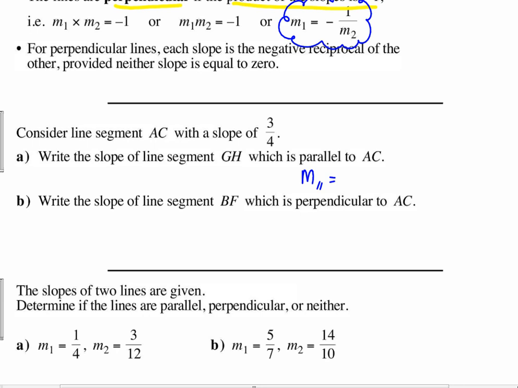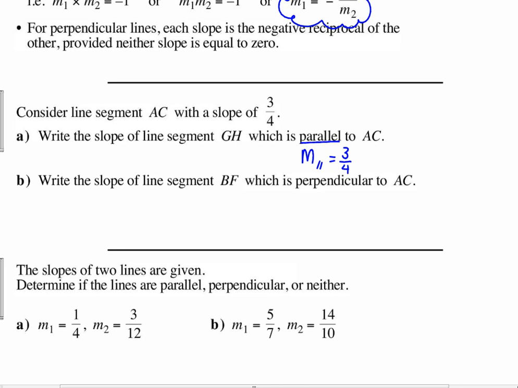If it's a parallel line, it would also be 3 over 4. It's the same slope. Okay, if my slope is 3/4, what would be the slope perpendicular to AC? Negative 4 over 3. Opposite sign, and then flipped. Easy? Not so bad?